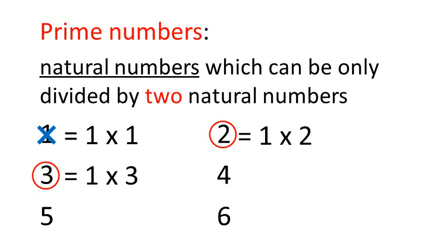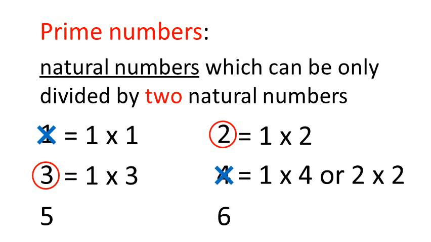The next number, 4. 4 can be expressed as 1 times 4 or 2 times 2. So 4 can be divided by 3 natural numbers, 1, 2, and 4, which means that 4 is not a prime number. The next number, 5. 5 can be only expressed as 1 times 5. So 5 can be only divided by 2 natural numbers, 1 and 5, which means that 5 is a prime number.